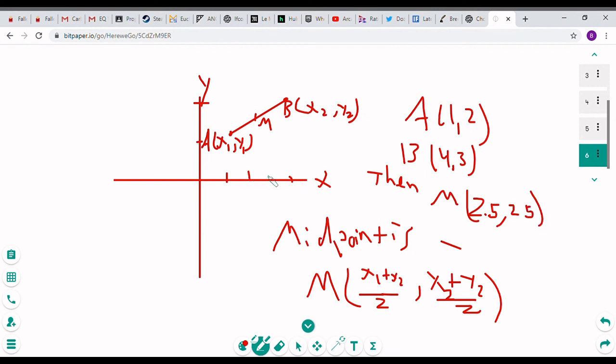So in our picture, that would be right around here. Yeah, look, 2.5, 2.5. Even though my picture's kind of bad, it still works.